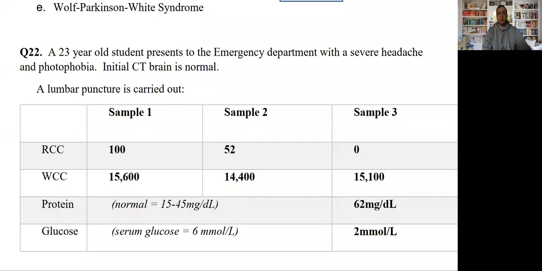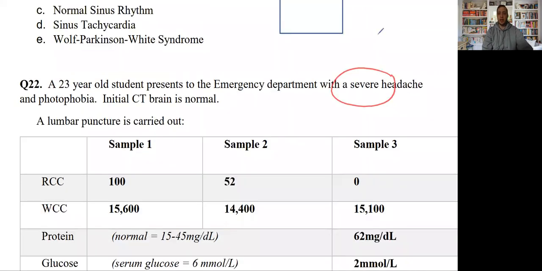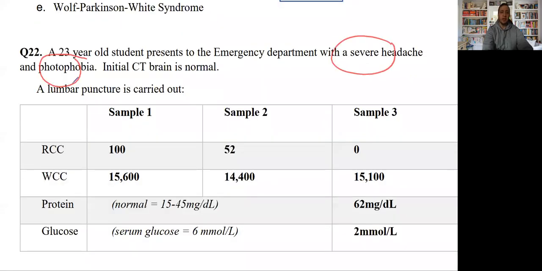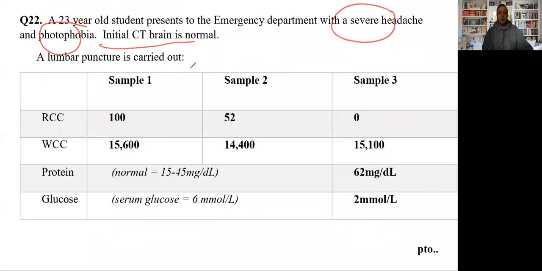The next question is question number 22. A 23-year-old student presents to the emergency department with severe headache. So here we have severe headache and photophobia. These findings are suggestive of CNS infection like meningitis or encephalitis. The initial CT brain is normal.